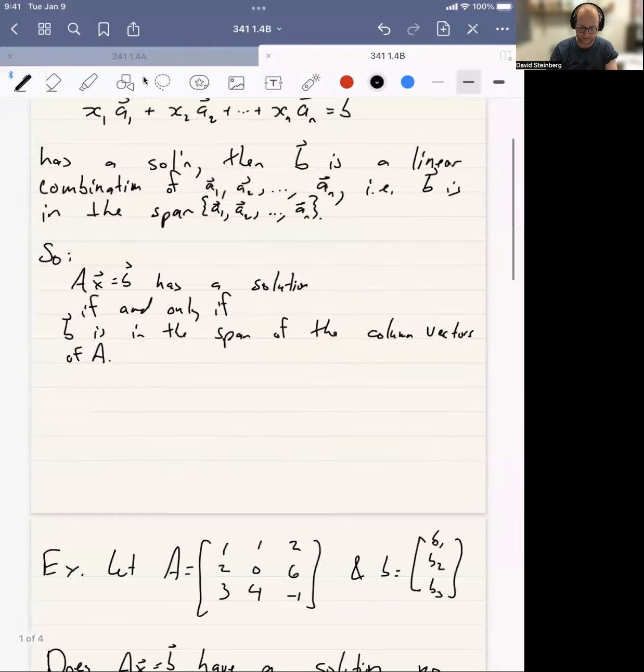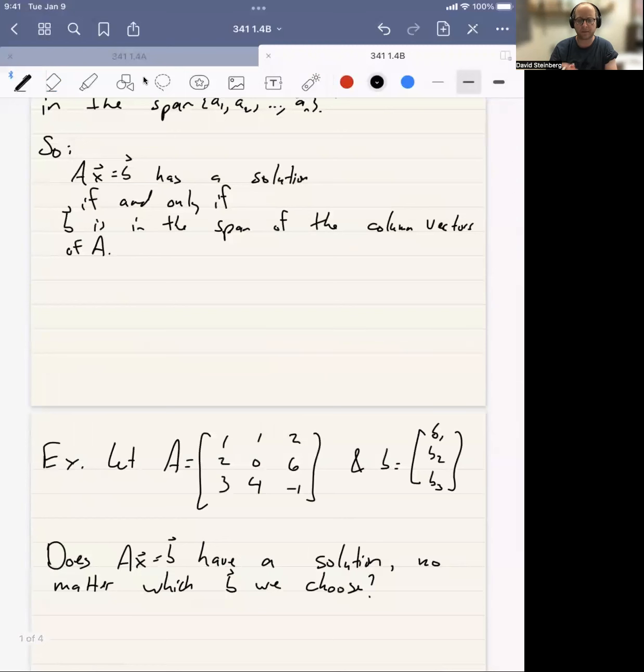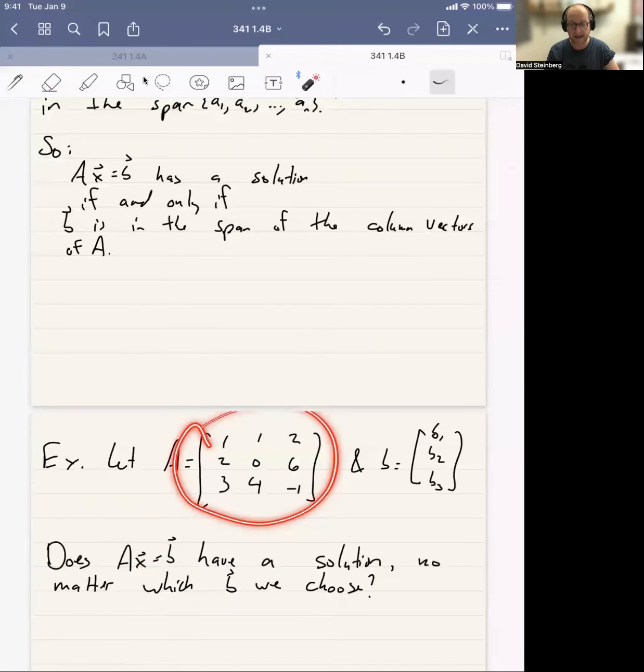All right, and as always, we'll do some examples to make this more concrete. Given a matrix A and some arbitrary vector b, we might reasonably ask, does the matrix equation Ax equals b have a solution no matter how we choose b? This depends entirely on what our matrix A is, but certainly we can try to row reduce with a vector that looks like b1, b2, b3 and see what happens.